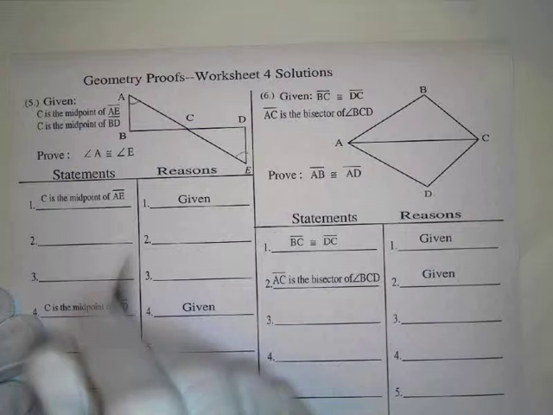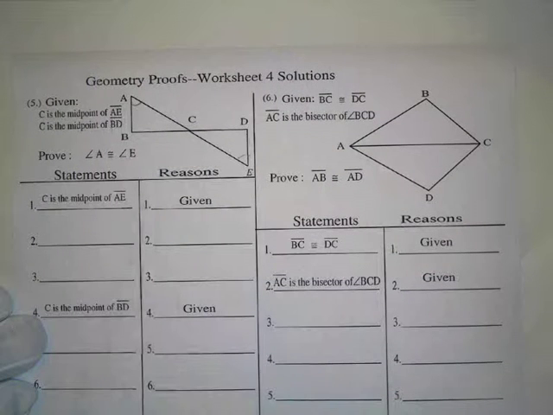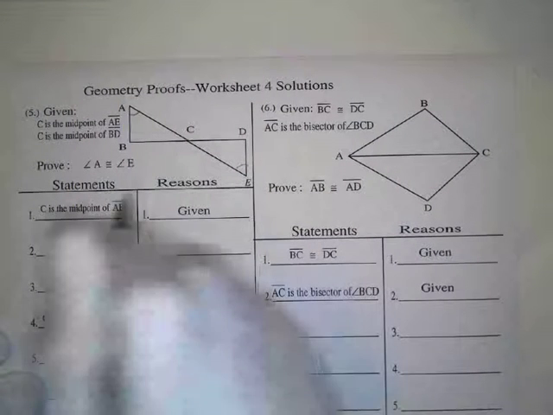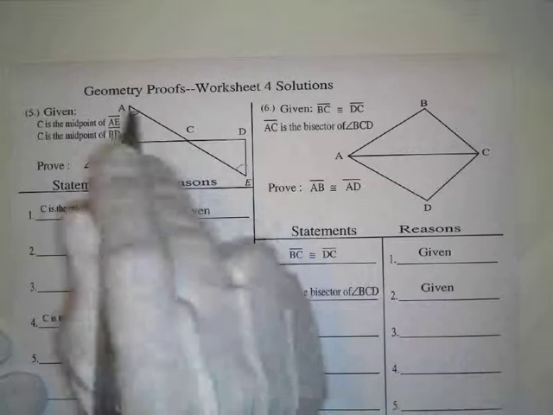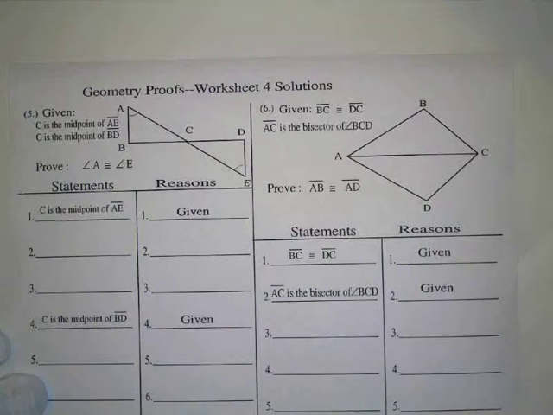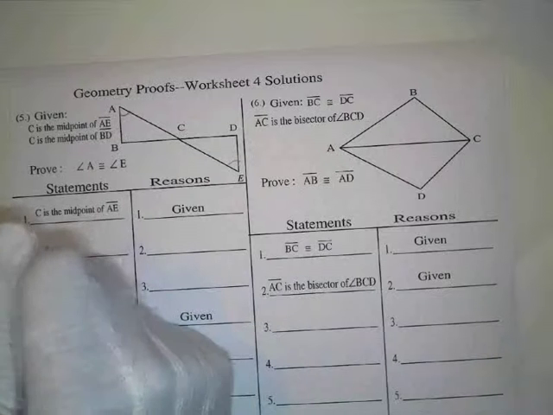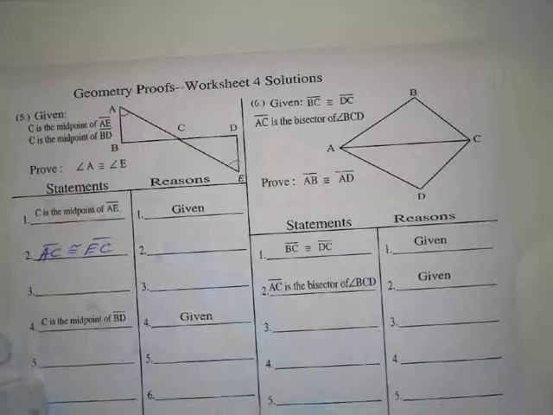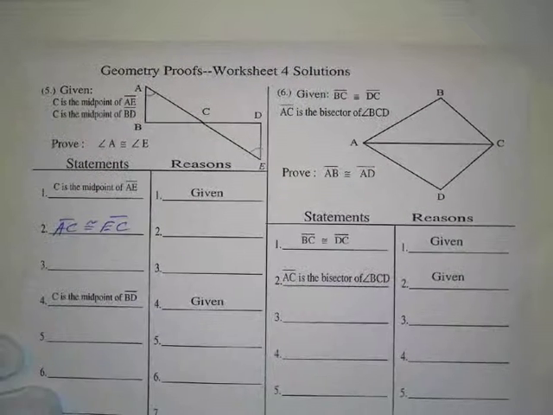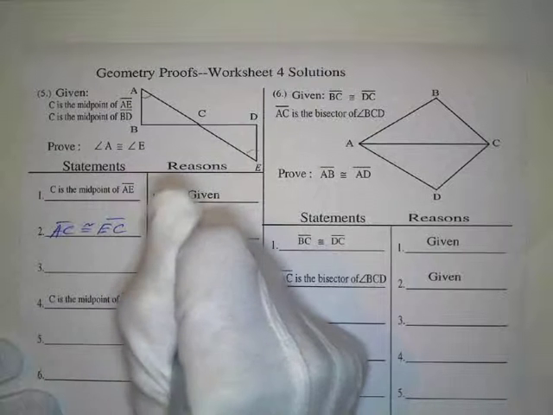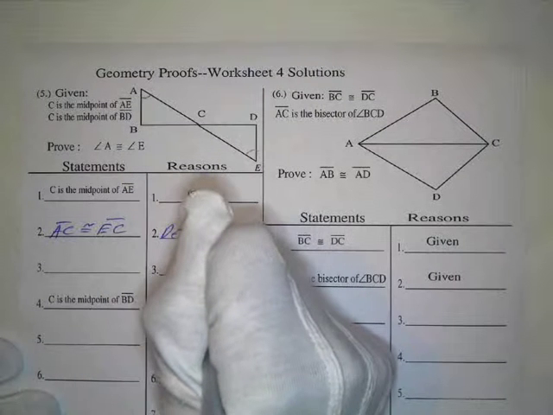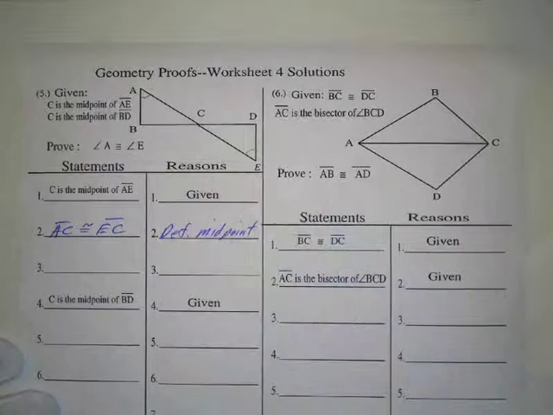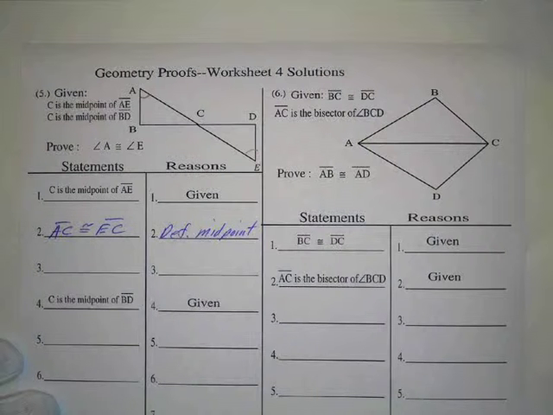And we have C is the midpoint of AE, that's given. And if C is the midpoint of AE, remember, a midpoint divides a segment into two congruent segments. So I know that AC is congruent to EC. That's what a midpoint does. It divides a segment into two congruent segments. That's the definition of a midpoint. Okay? And that's going to give me a side. Let me mark that.